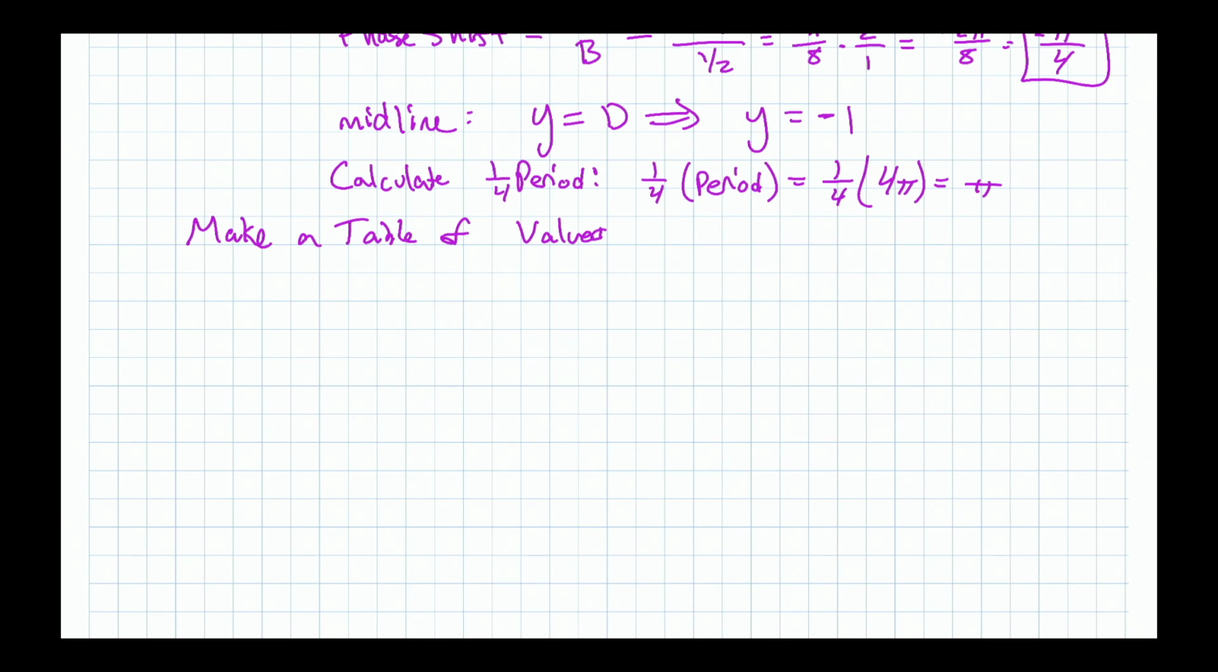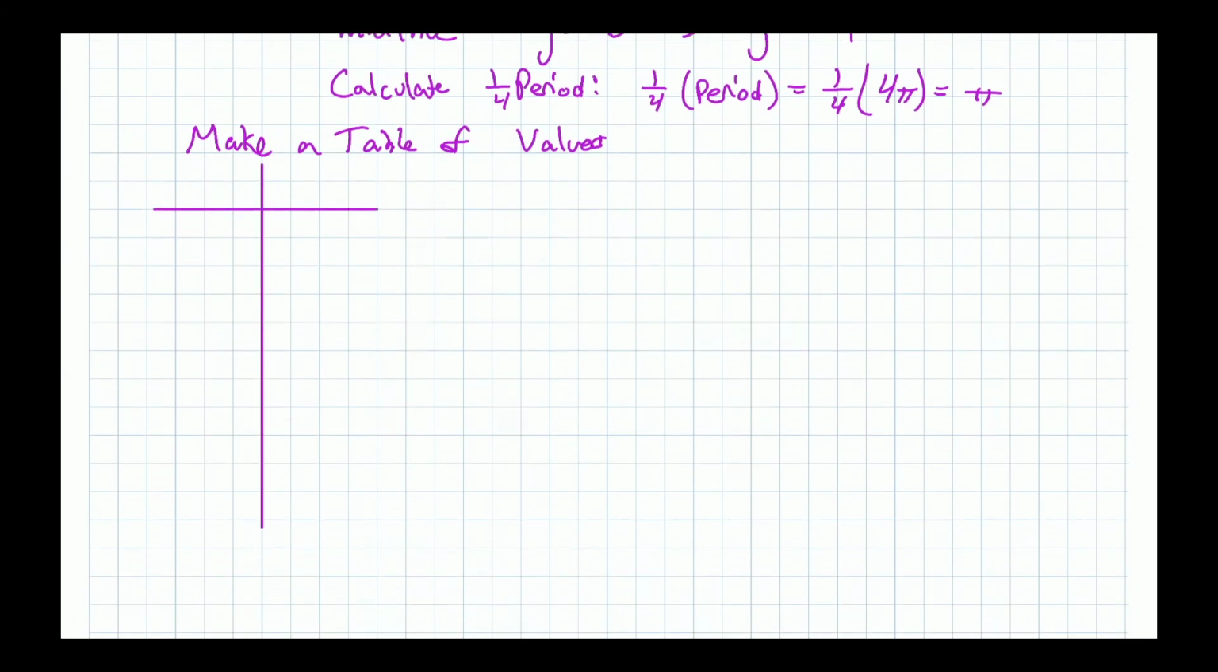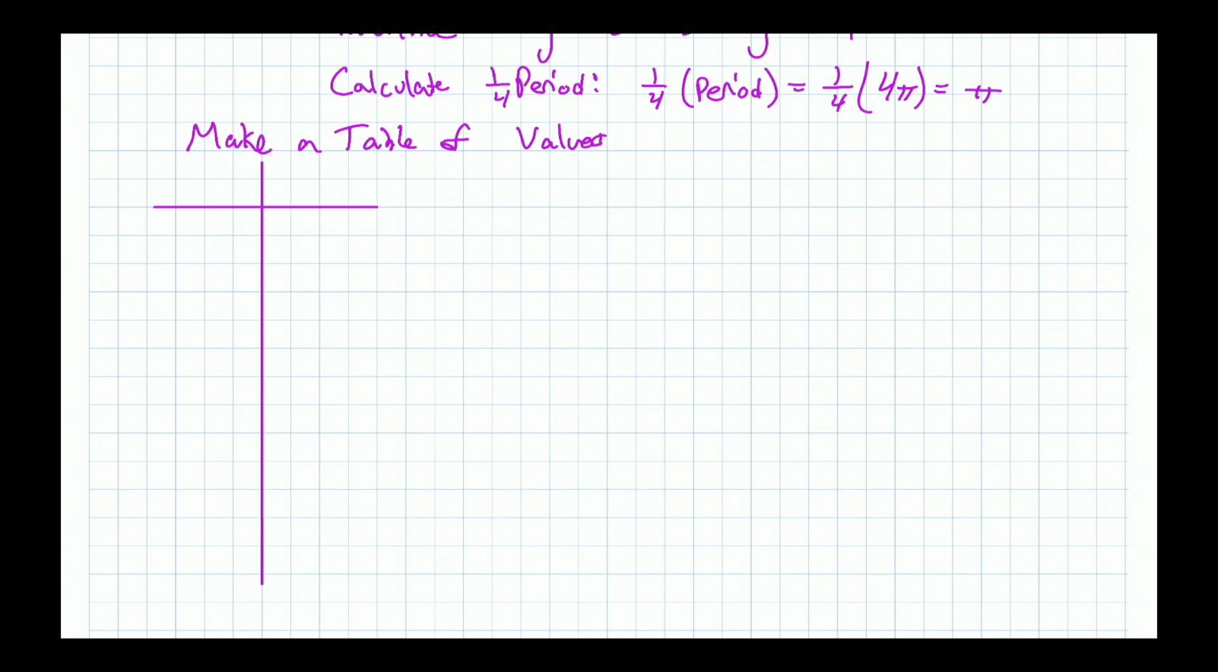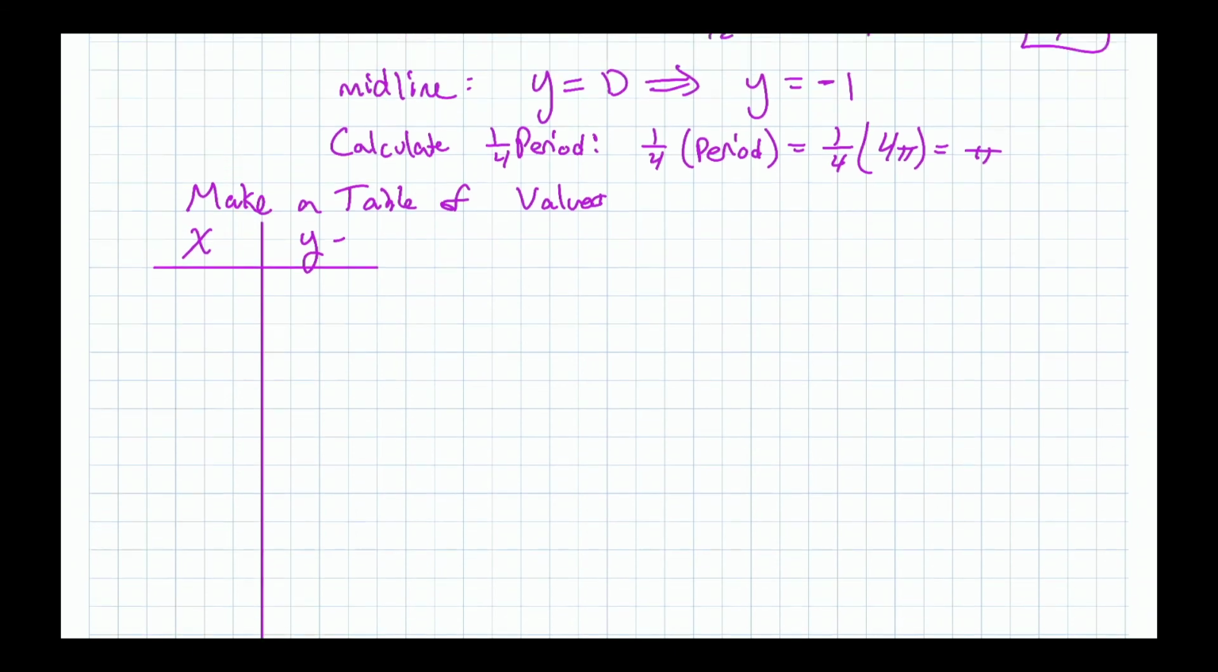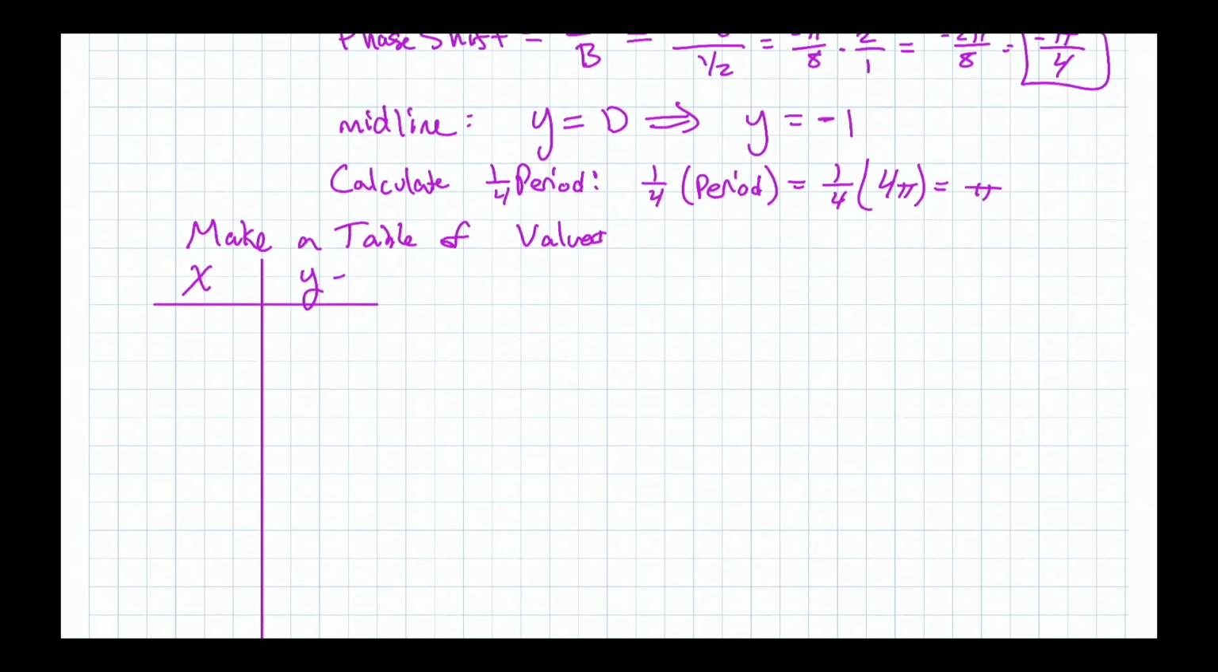And we're going to plot the table of values, and that's going to hopefully be easier for us. So you make a table of x values and your y values, okay? And what you're going to do is you put your x values here, you put your y values here. Now your x values, the first x value you're going to put here is going to be the phase shift, okay? So I'm going to write this in general. You're going to put the phase shift as your first x value, okay?